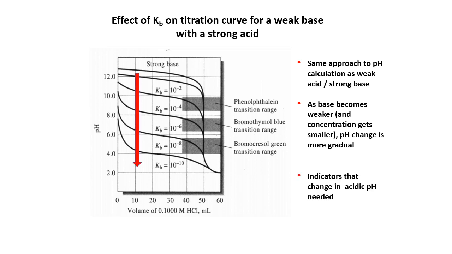And indicators that change in acidic pH are needed for your weak base, strong acid titration. So if you look at the example before, phenolphthalein would not be an ideal indicator for your weak base, strong acid titration of ammonia with HCl, but methyl orange would be more appropriate for that titration.